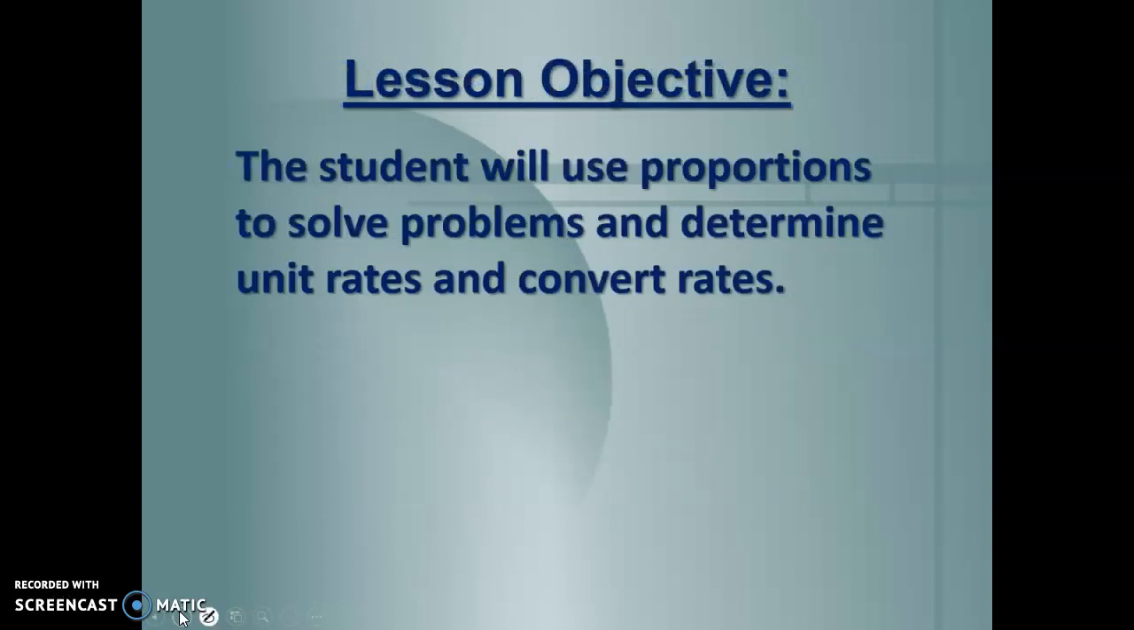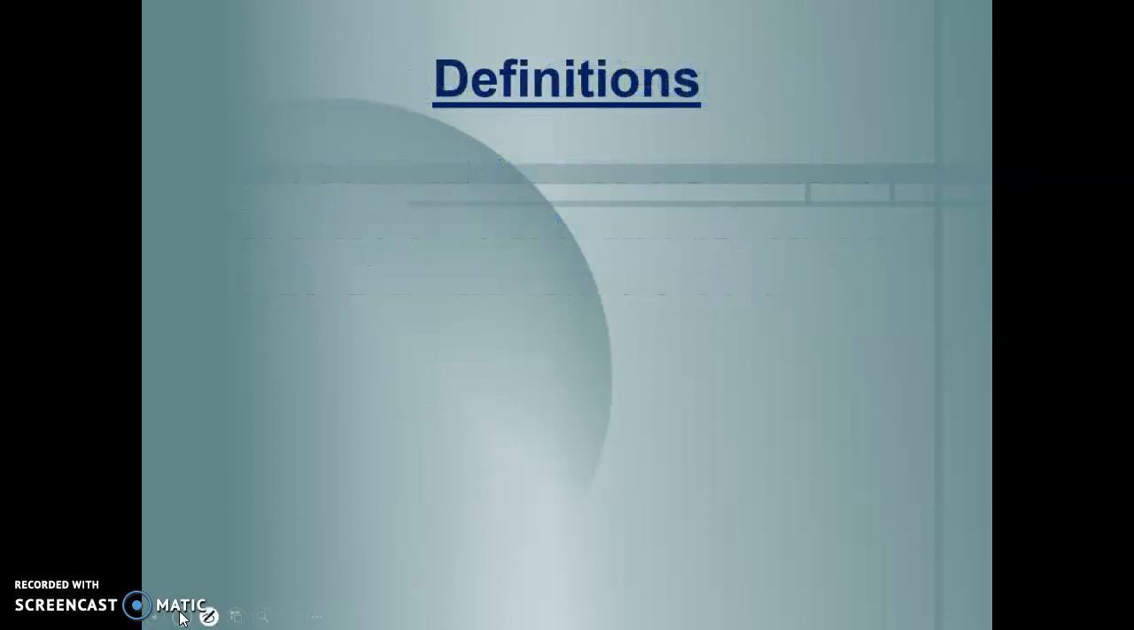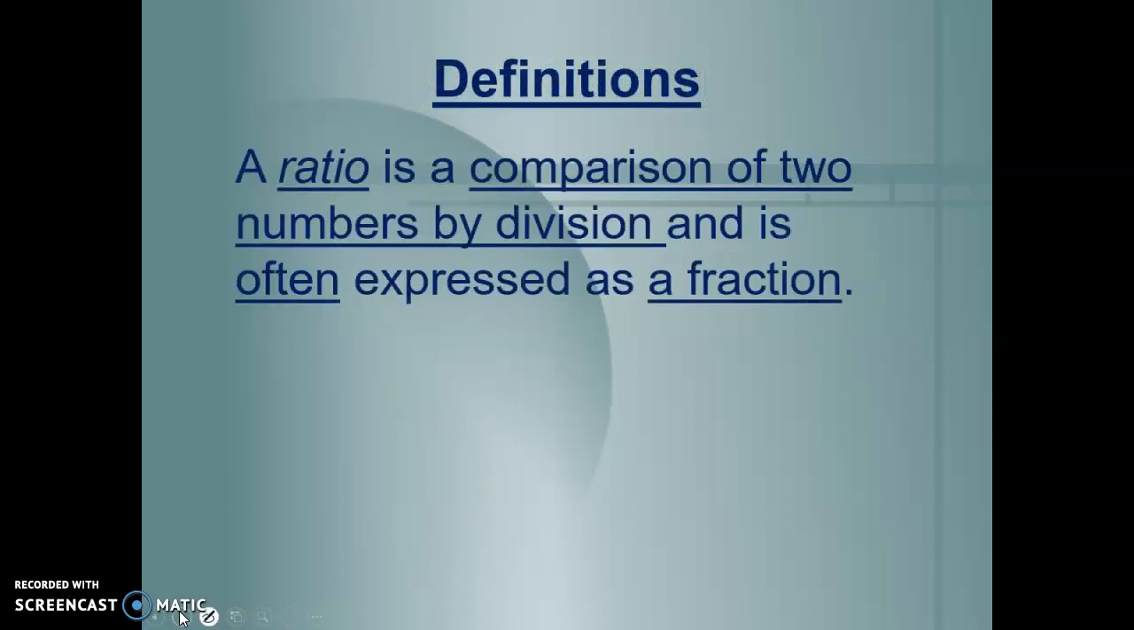Our lesson objective for today is that you, the student, will use proportions to solve problems and determine unit rates and convert rates. Let's talk about some definitions really quickly. A ratio is a comparison of two numbers by division and is often expressed as a fraction. If you remember, fractions are called rational numbers. Let's write out that word rational, and you should see that we have a similar root here between ratio and rational. And so ratio is a comparison of two numbers by division and is often expressed as a fraction.